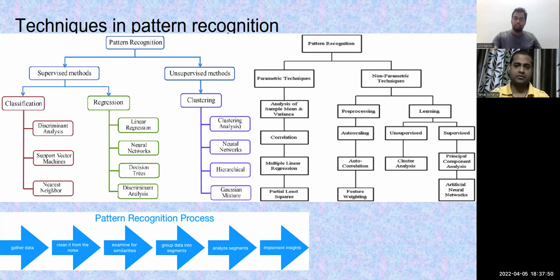Common models and common algorithms that are being used every day, for example classification, regression, discriminant analysis. We use support vector machines, linear regression, neural networks, decision trees, and unsupervised learning like clustering. Then there are parametric techniques and non-parametric techniques. Non-parametric techniques will use autocorrelation, and parametric techniques will use correlations and all. So these are the broad list of techniques in pattern recognition.